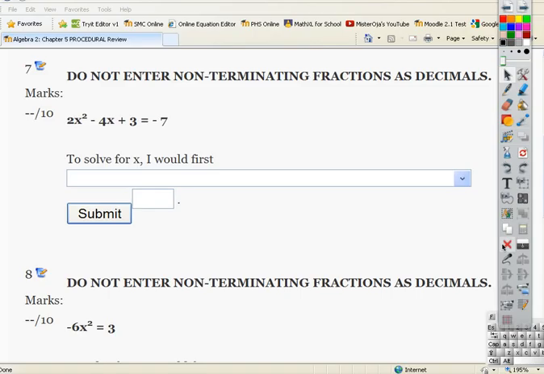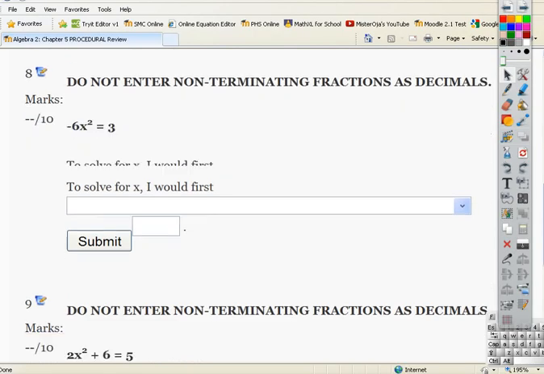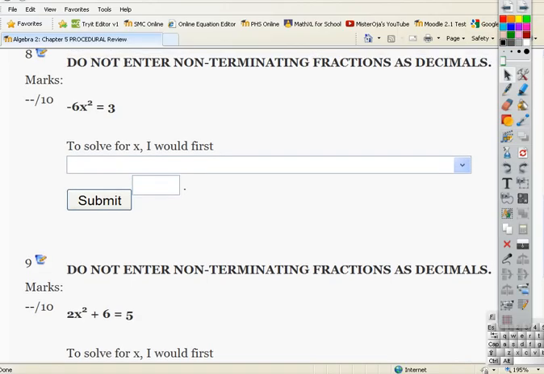Everybody take a look at that, don't say anything. What do you think, Mr. Carter? What would you do on that one? Divide by -6. Good. And the reason being, we've got a single x we can point to, so we want to isolate it. First divide by -6. Okay.